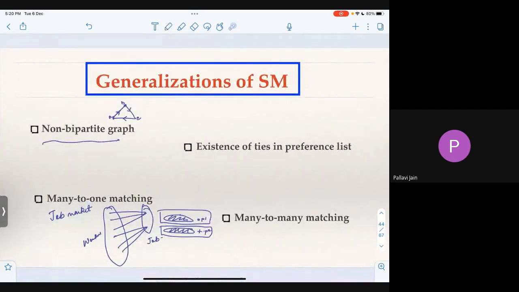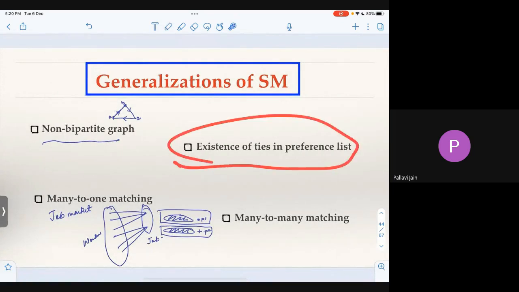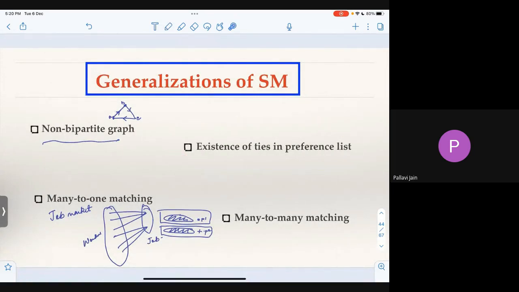Okay. The other case is the existence of ties in preference lists. So I have been talking about strict preferences. When we have ties, it's not clear how one would do these proposals, right?